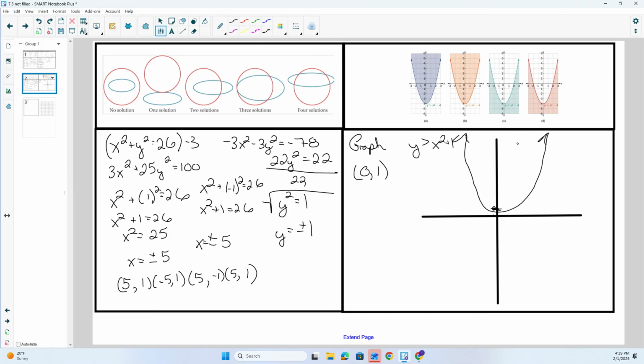And we're going to say y is greater than, so that means it's up here. Now, what I did not draw correctly is that this is supposed to be a dotted line because it does not have the equals to it. And we shade in everything up here.